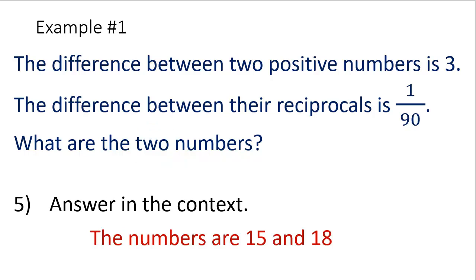It would pay to check it on a calculator that's right before you move on. Is 1 over 18 minus 1 over 15 equal to 1 over 90? And it is. So let's do that one more time.